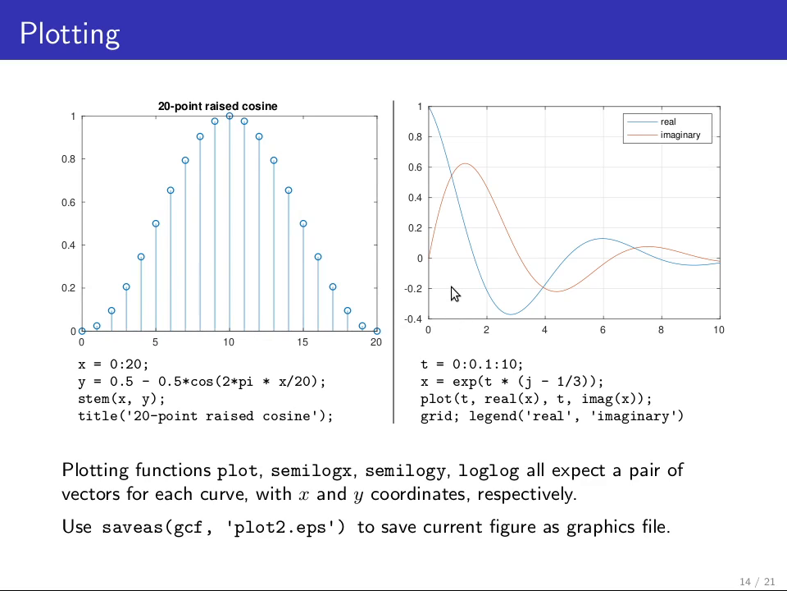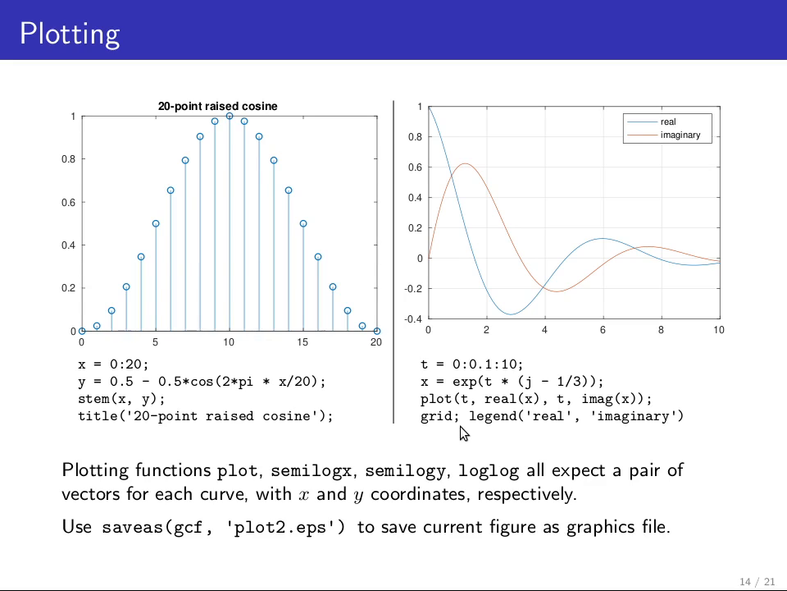If you have several functions, you just provide one vector of x coordinates, one vector of y coordinates, another vector of x coordinates, another vector of y coordinates, and you have plotted both functions. And if you want to have a grid in the background, then you just write grid.